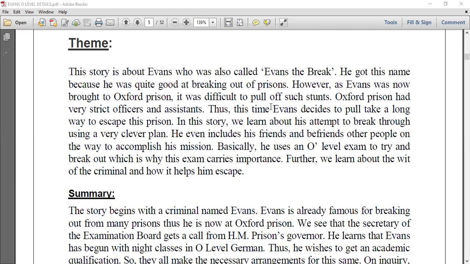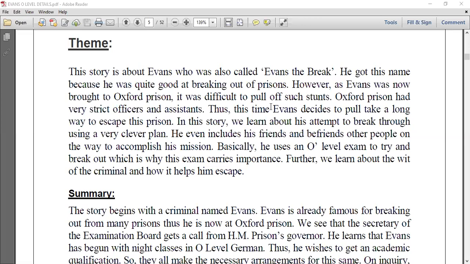You know what I mean? A very clever plan. He even includes his friends and befriends other people on the way to accomplish his mission. How is it possible from a prison? He included his friends, and of course he befriends those whom he meets. By his grasping power, maybe his talk or anything, he also changed them into his friends. And you know the meaning of accomplish? Completing, carrying out his mission, right?